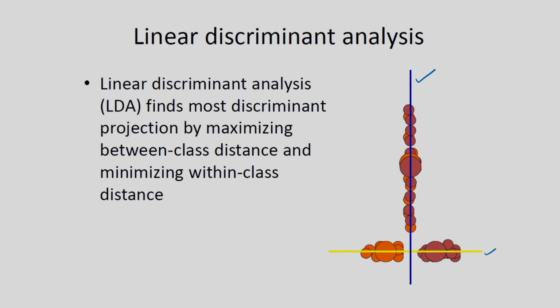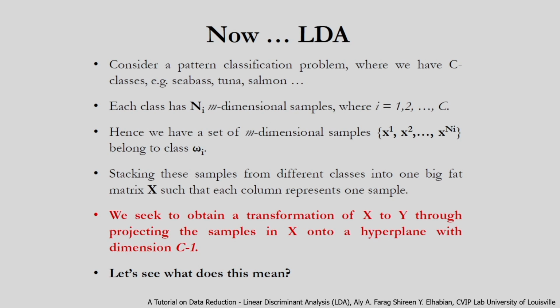Now I am considering two classes, but it may be applicable for more than two classes also. If I consider C number of classes, this concept is also applicable. But in this example I am only considering two classes. So what is the mathematics behind the LDA that I want to explain?